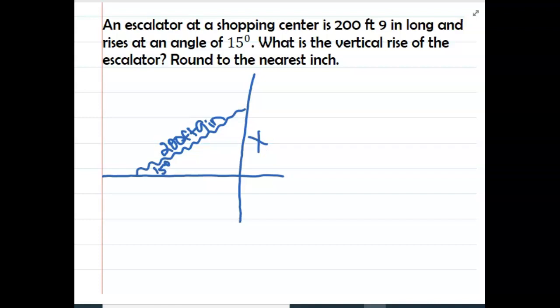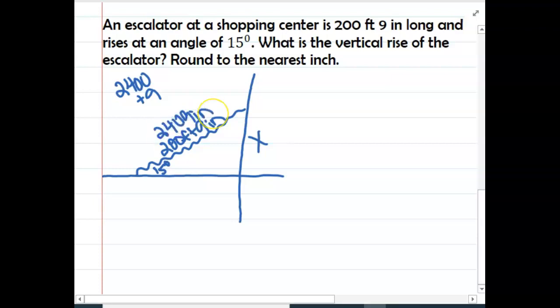Now, before I can even figure out the trigonometric ratios, that's going to be a problem. Right, 200 feet 9 inches. What do you think I need to do? Let's turn it all to inches. So there are 12 inches in a foot. So 200 times 12 is 2,400. Plus the extra 9 inches, it's going to be 2,409 inches.